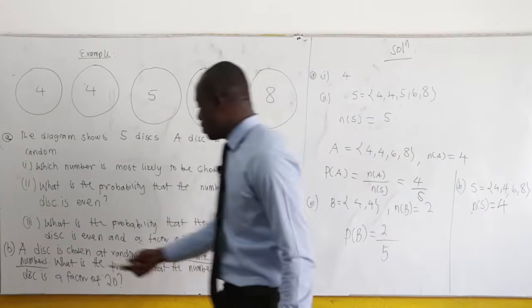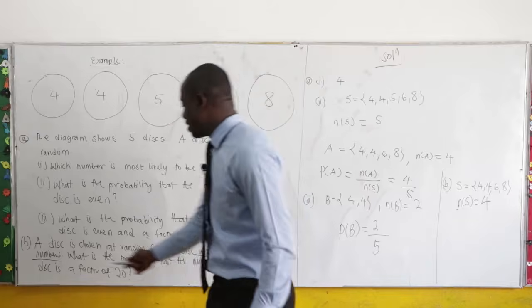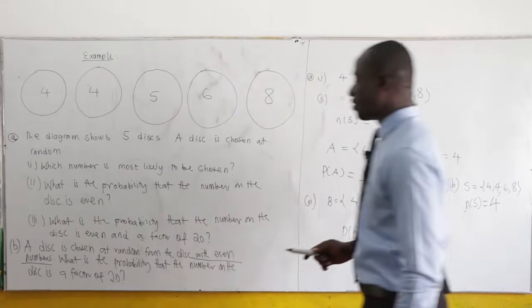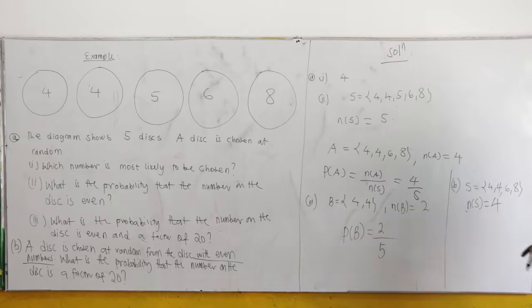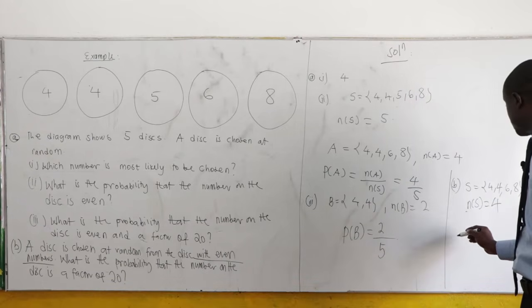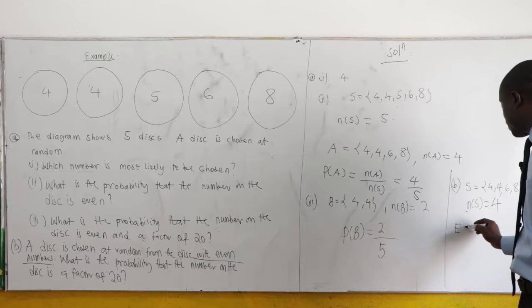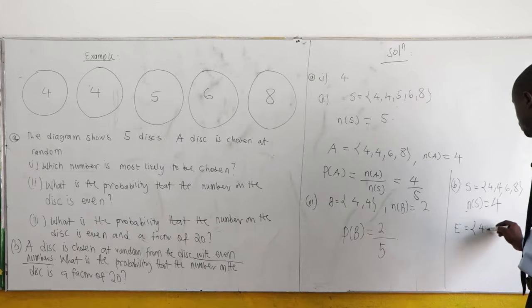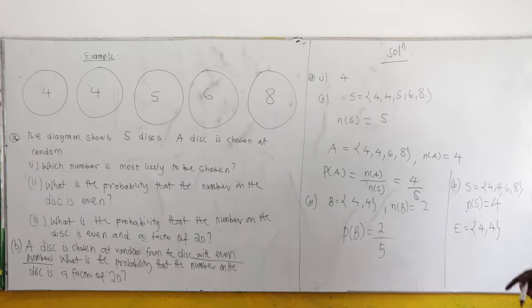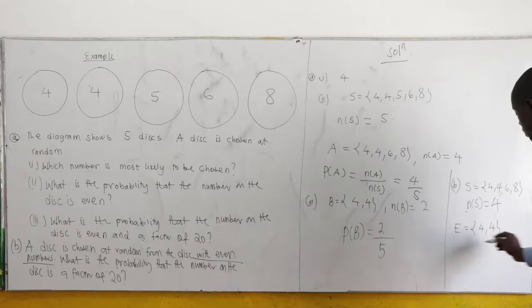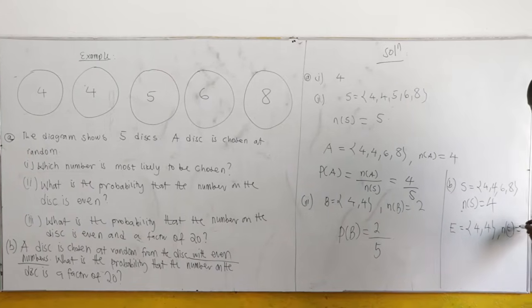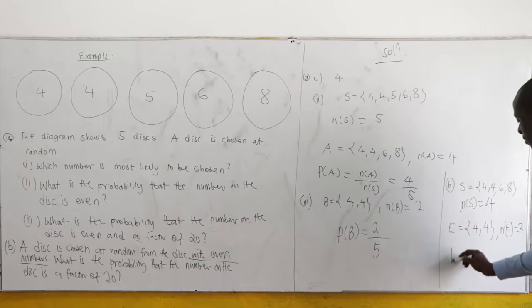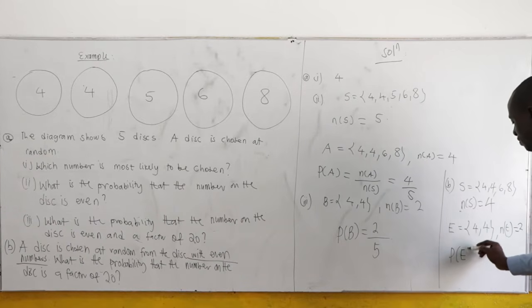The question says, what is the probability that the number on the disk is a factor of 20? Now, these are the even numbers. Which of them are factors of 20? So let's suppose that E is that particular event. The factors of 20 are just 4 and 8. These two are factors of 20. So the number of that particular event, how many? 1, 2.